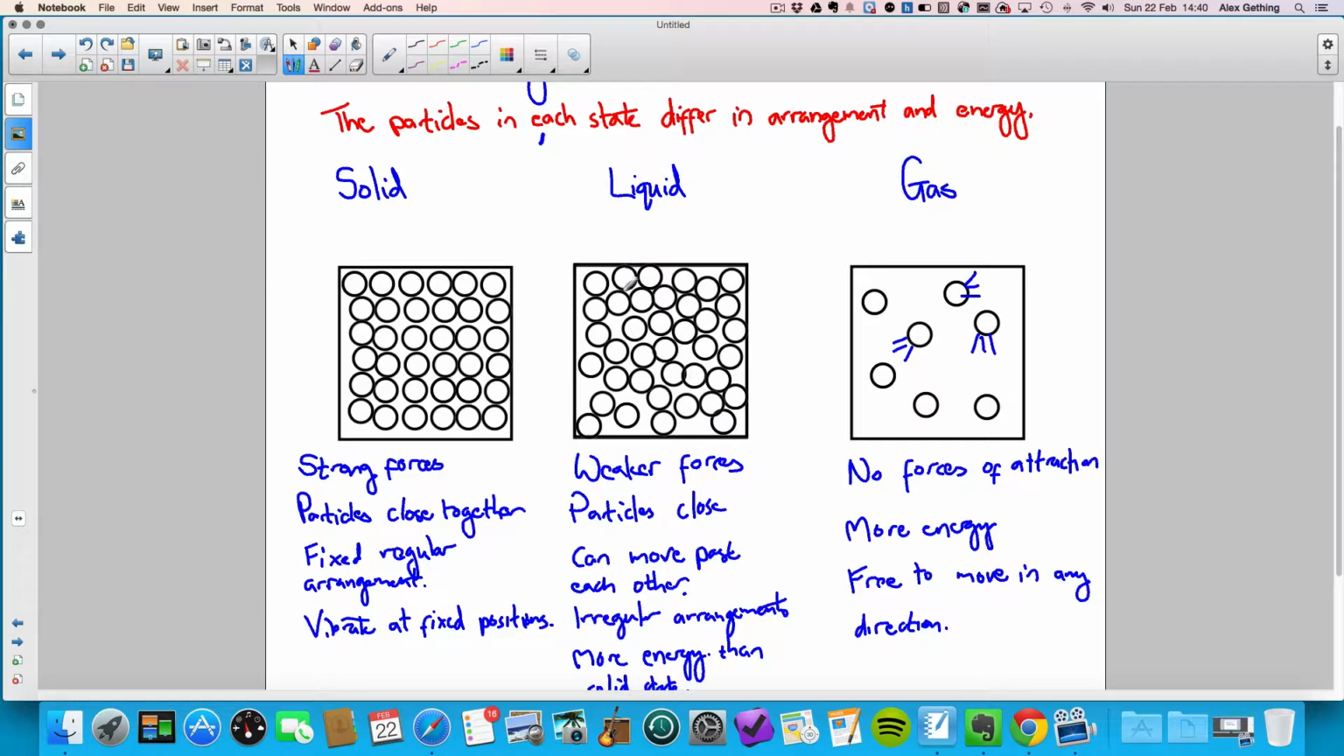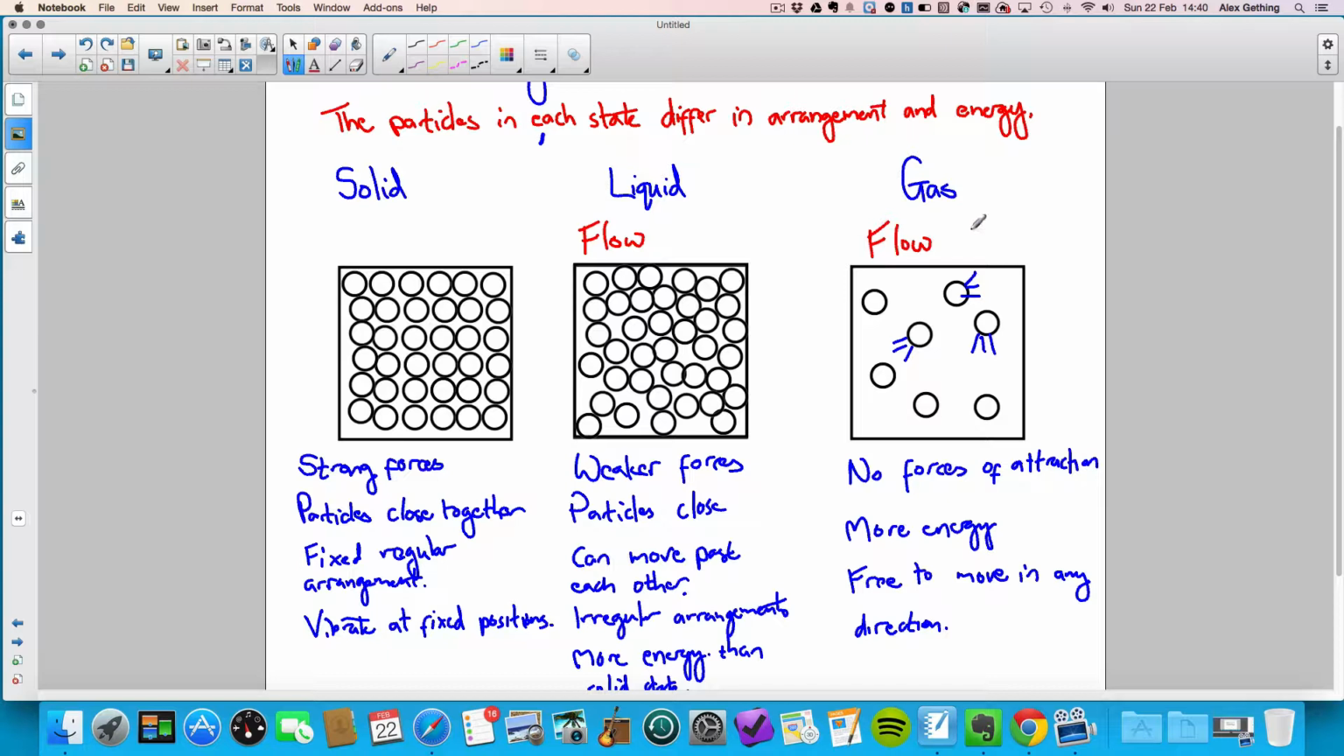Talking about some of the properties of the states of matter, a liquid and gas are able to flow, whereas a solid cannot. Okay, they can flow because their particles can move past each other. The particles in a solid can't move anywhere, they can only vibrate in a fixed position, as we already said, so they're not able to flow.